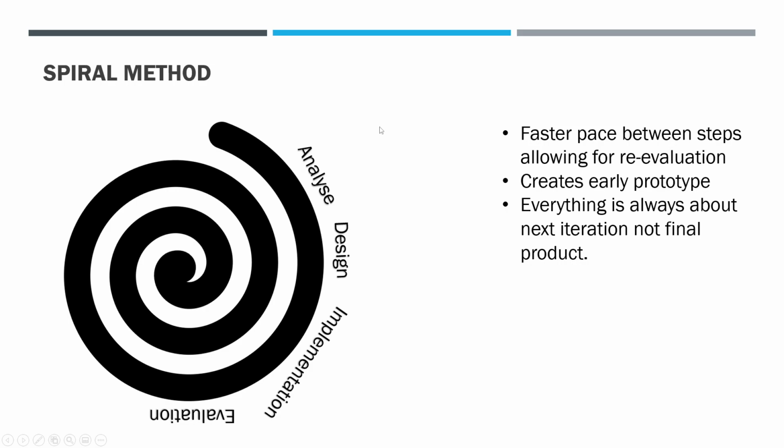So there's a faster pace between steps, allowing for re-evaluation. It creates a very early prototype, which is great because then you can show it to the customer. And everything is always about the next iteration. So what I mean is when they say analyze and design, they're not trying to design the final product, just the improvements they're going to make on the next model that's going to get one step closer to perfection, closer and closer.